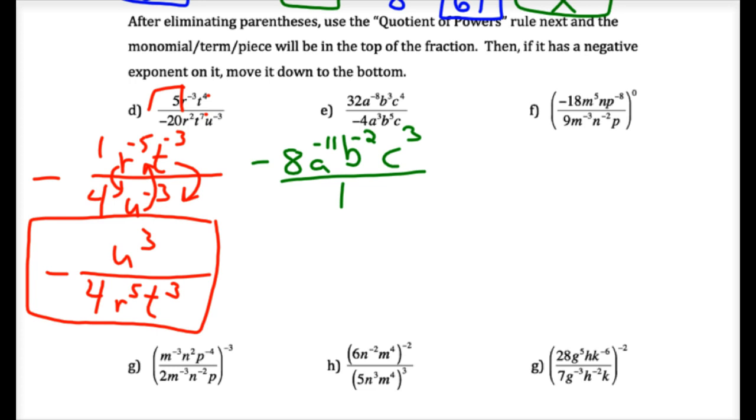Does the negative 8 drop down? No. Negative numbers, because there's 8 to the negative, guys, negative numbers do not drop down. Just things that have negative exponents on them.